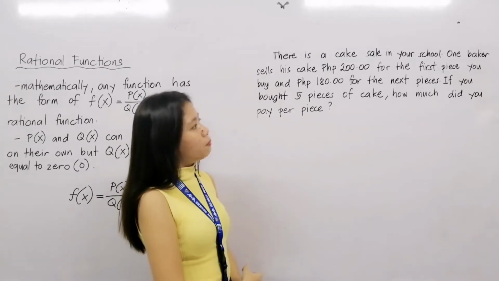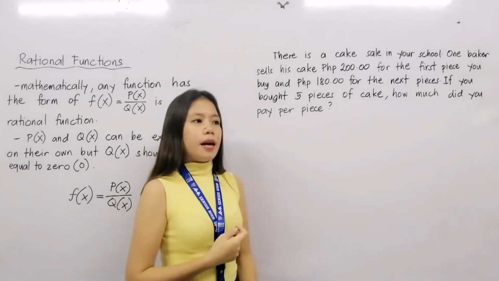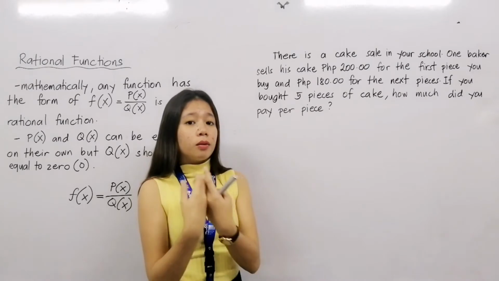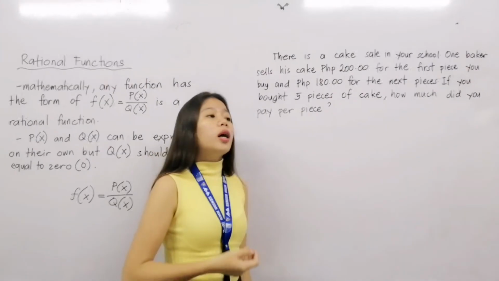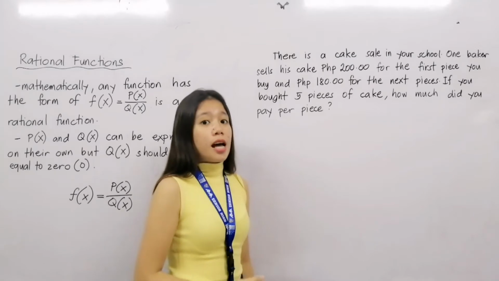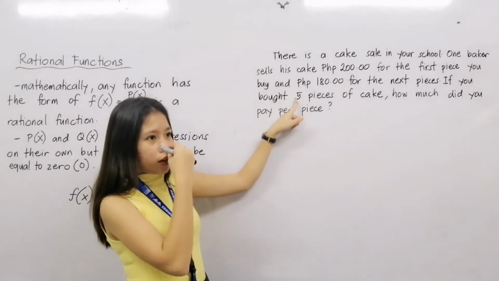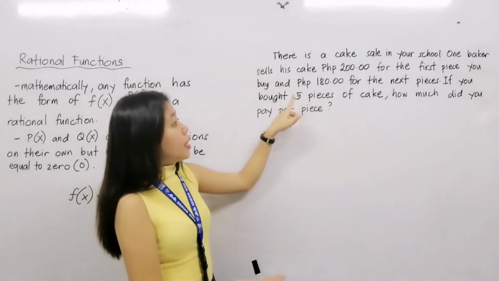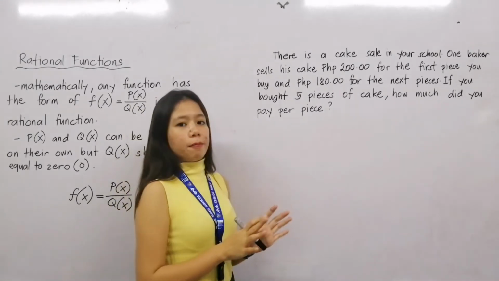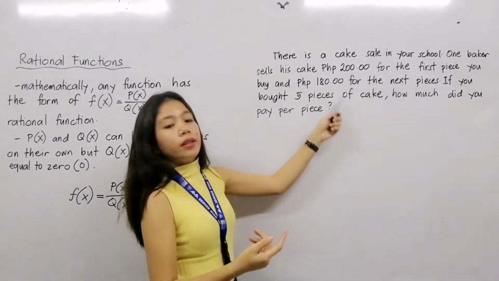If you buy one cake, the price is 200 pesos. And if you buy more than one, or however many pieces you want, the price is only 180 pesos each. Given that the first cake you buy is 200 pesos. Now we are asked: if we bought 5 pieces of cake, how much would be the total price, or the price per piece of cake? We already have a value for the domain. So, step number 1: consider the situation.